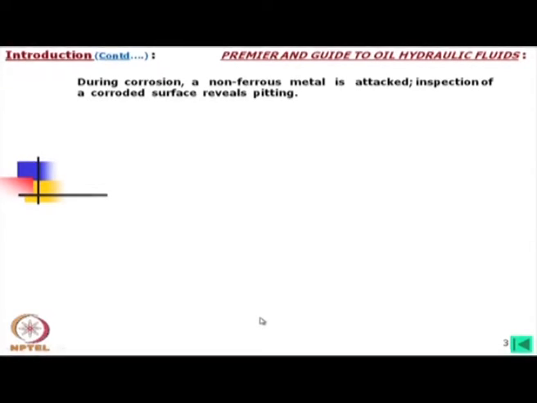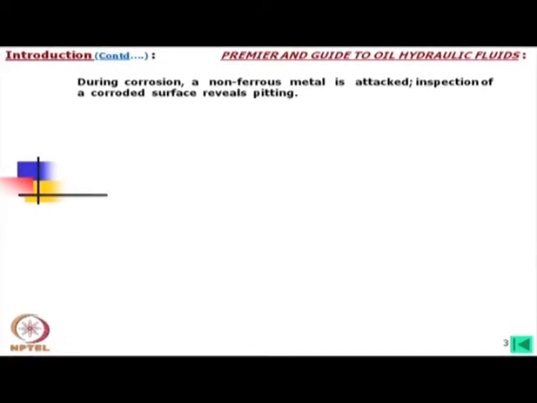During corrosion, a non-ferrous metal is also attacked. Inspection of a corroded surface also reveals pitting. Pitting is a separate phenomenon that is usually the removal of material due to contact stress and distress, that is, fatigue. But in this case also, due to corrosion, what we observe on the surface is pitting.